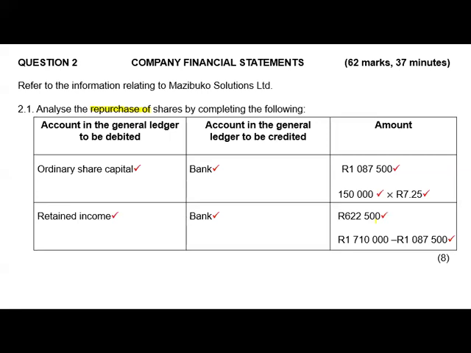We will still debit ordinary share capital and credit bank, right? But in the second one, if it was a loss, retained income would be on the debit side. That's the only thing that was going to be different. Retained income was going to be on the credit side. You got it? Okay.